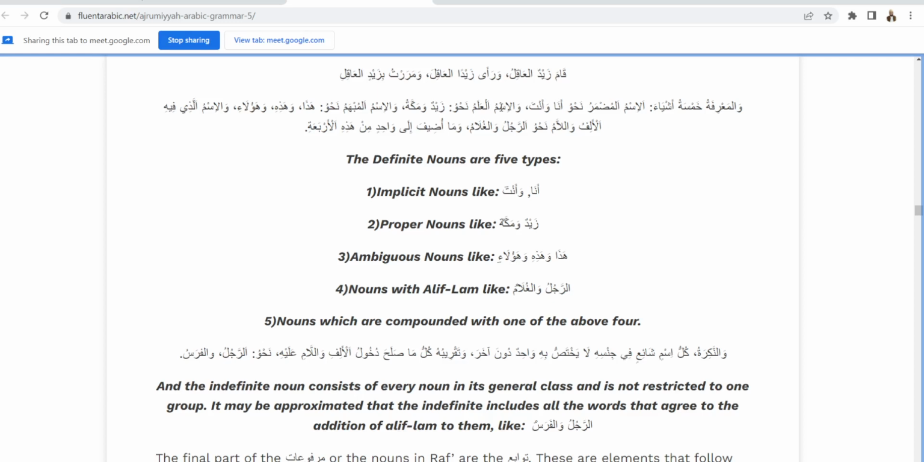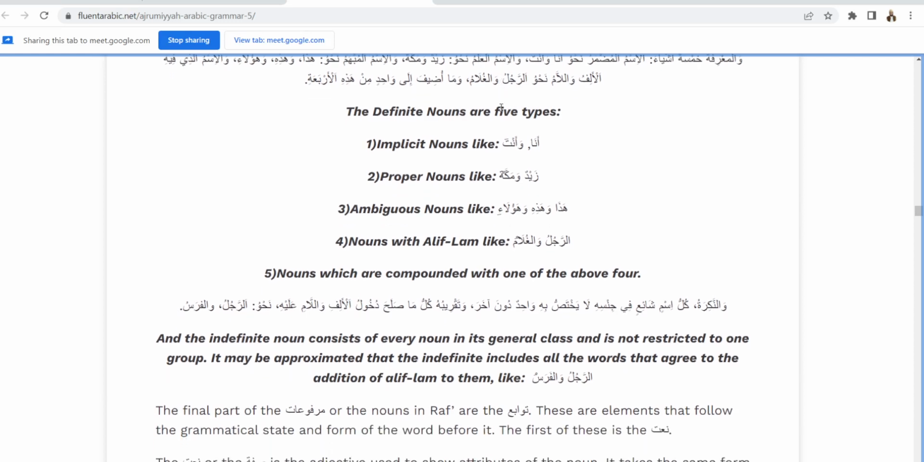Write a question. In what aspect does al-man'ut follow the na'at? Or, the description follows the described. This is making a question as a homework.